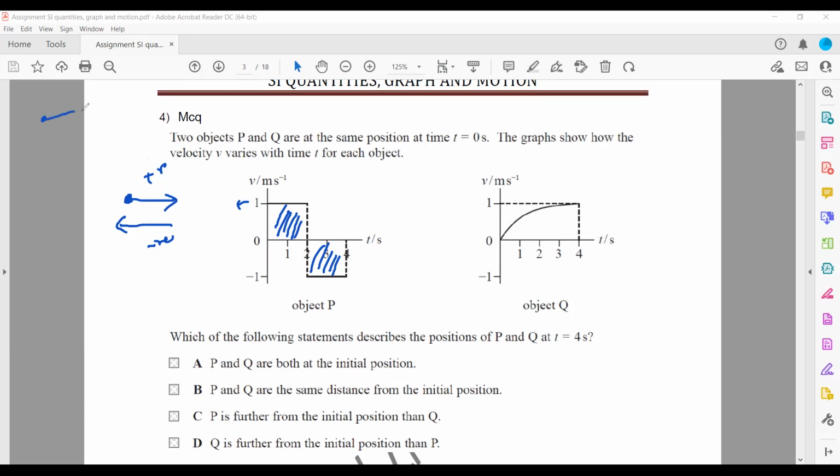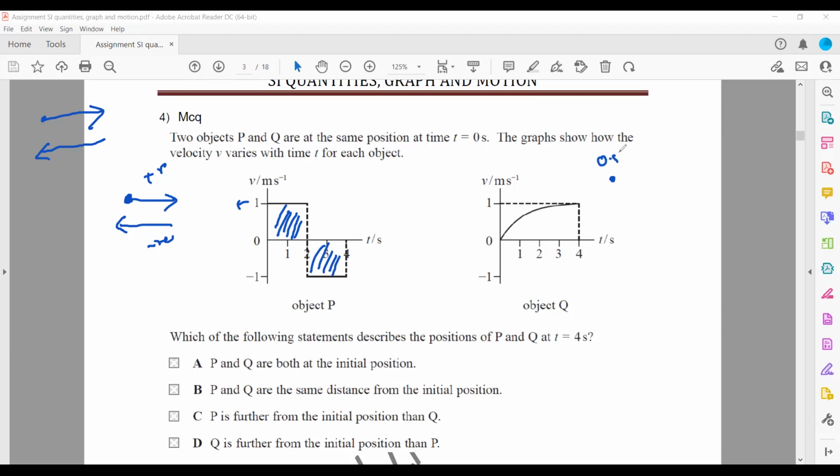So first it moved with a speed of 1 meter per second for 2 seconds towards the right, and then it moved backward for 2 seconds with a speed of minus, meaning the direction is opposite. So it returned back to the same initial position. So the displacement of P is 0. But what is happening for Q? The slope is decreasing. It means the acceleration is decreasing, but the direction does not change. Its velocity is changing, and the change in velocity is decreasing.